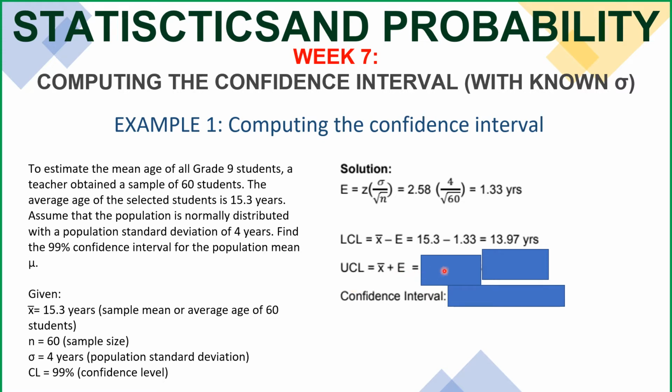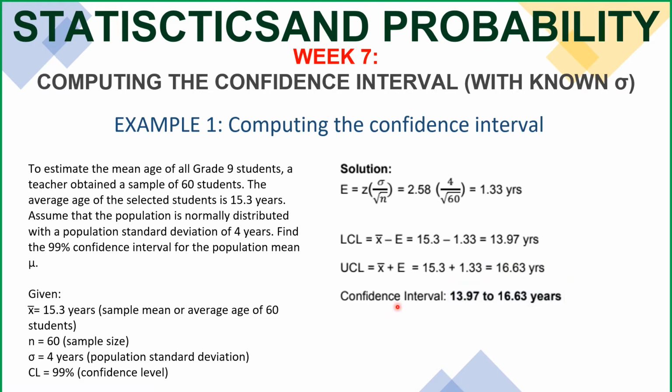How about the upper confidence limit, UCL? So, palitan lang natin ng addition to. That is 15.3 plus 1.33 and our upper confidence limit is 16.63 years. Therefore, our confidence interval is between 13.97 to 16.63 years. Conclusion. The average age of grade 9 students is 13.97 to 16.63 years old.